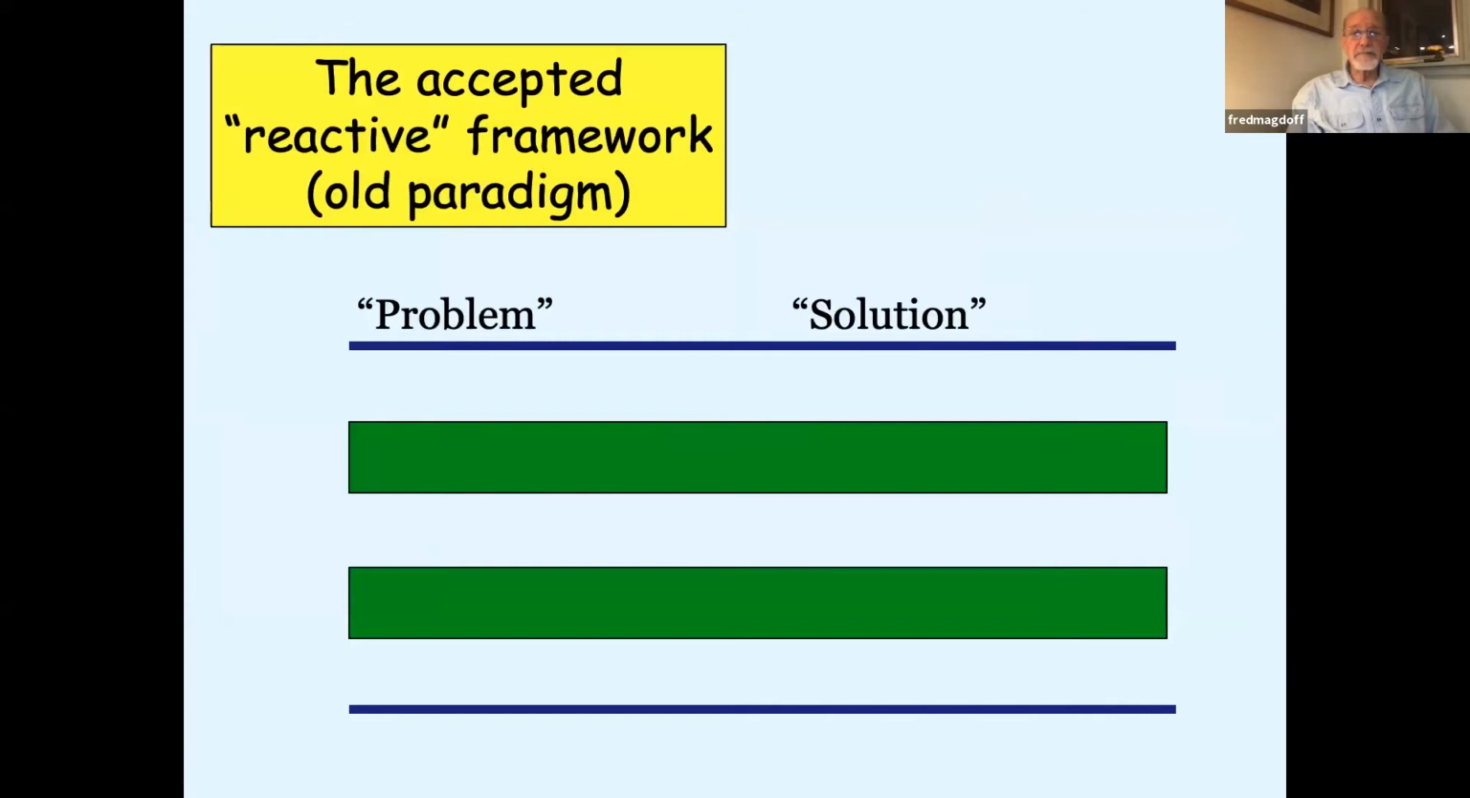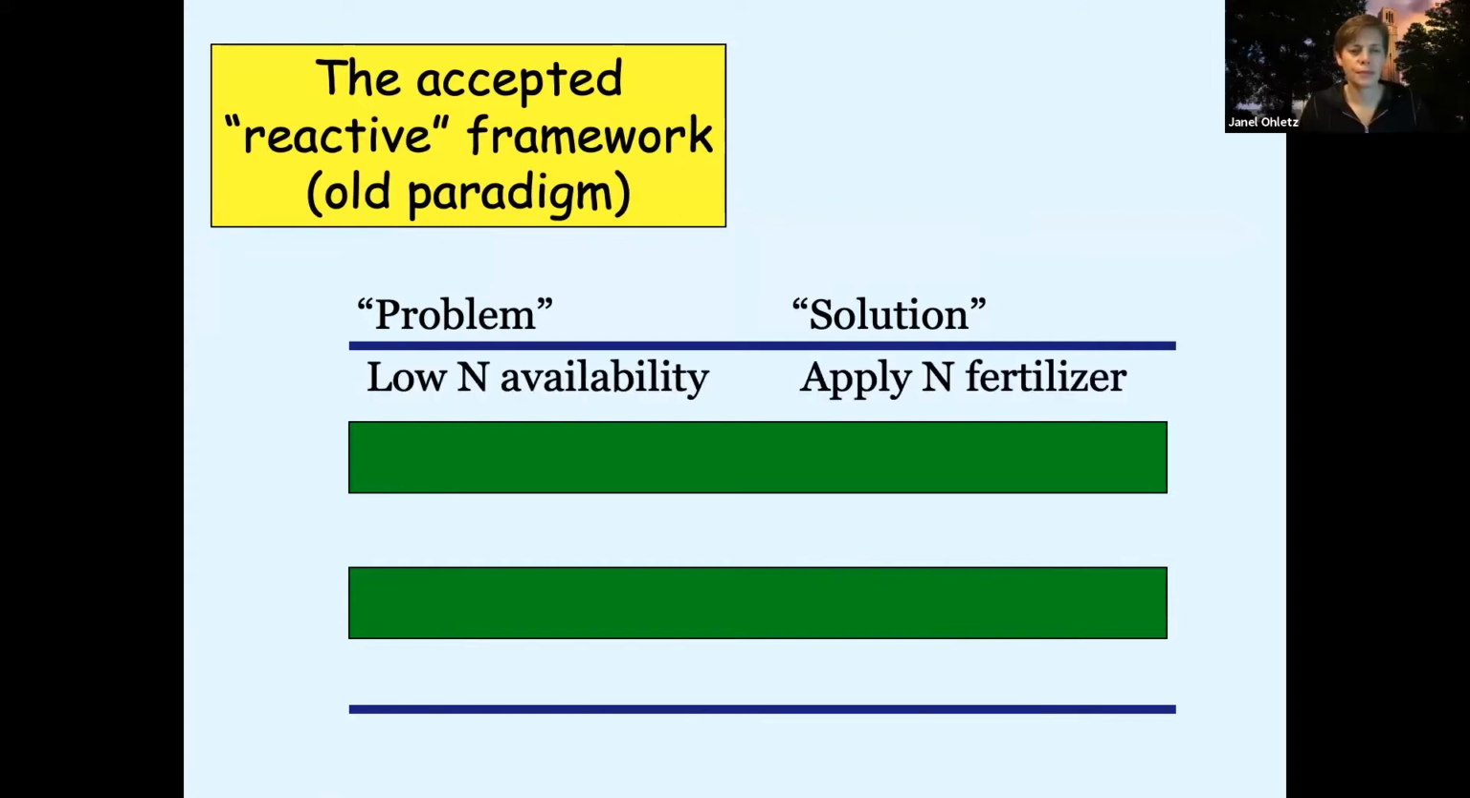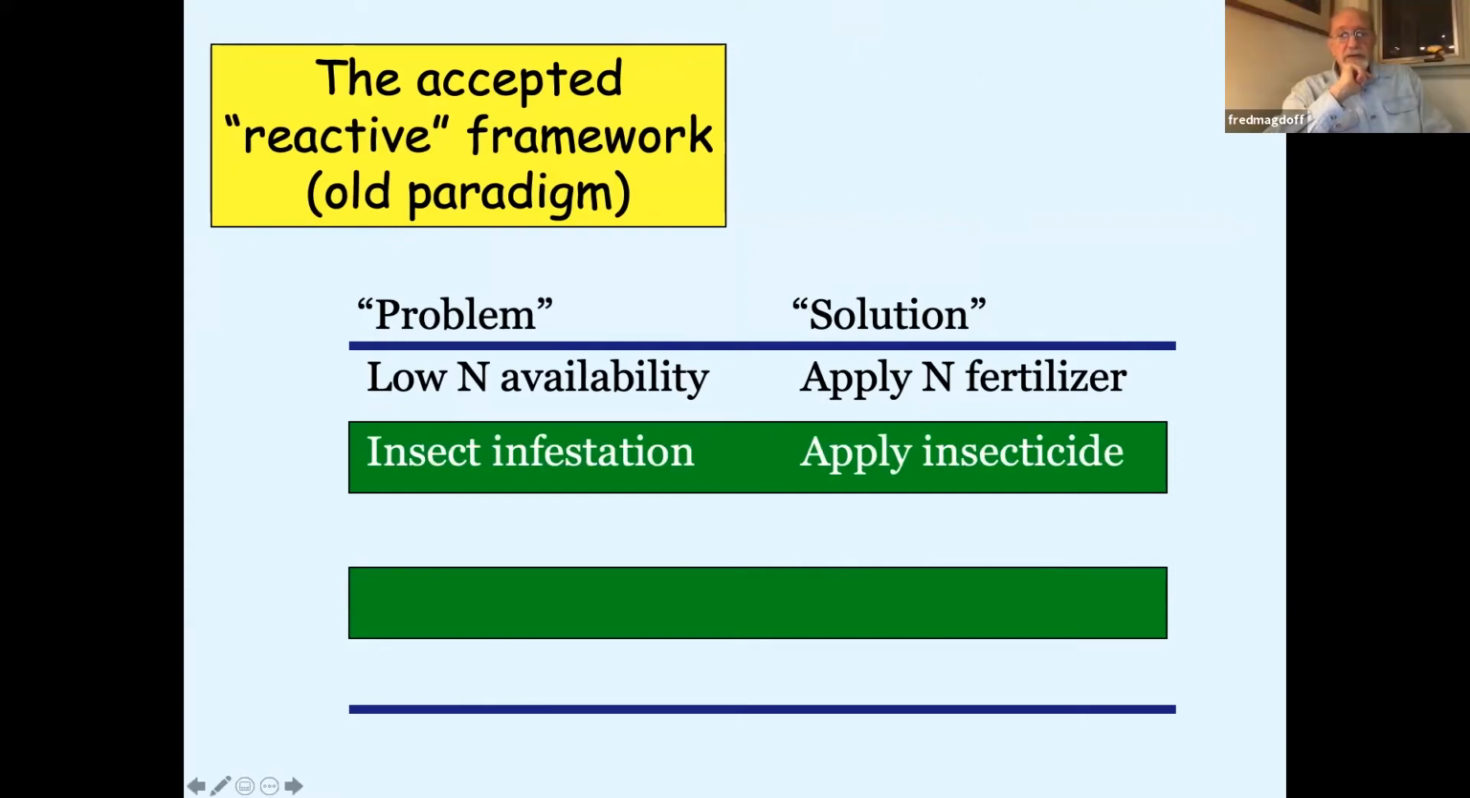Basically, the accepted framework for looking at problems in farming, I would say, is: okay, you've got low nitrogen availability. Well, the solution is you apply nitrogen fertilizer.